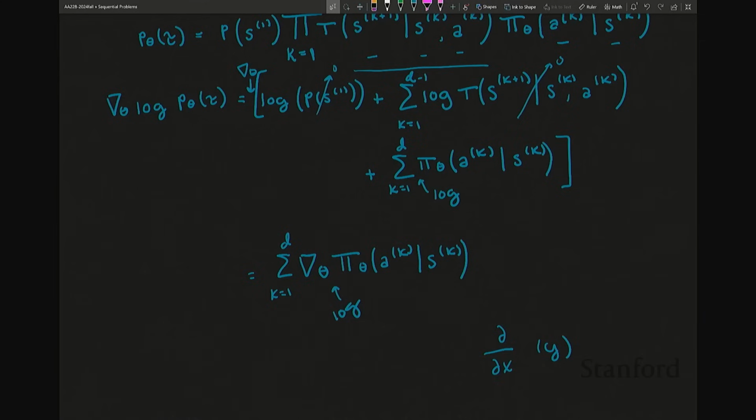Yes. So if D is the depth, what's K? K is just the counter. That's the current step that we're looking at. So K is stopping at D, so we would do K from 1 to D in this case. So the first state and action, and then the second, and so on, all the way to D would be included in the summation.